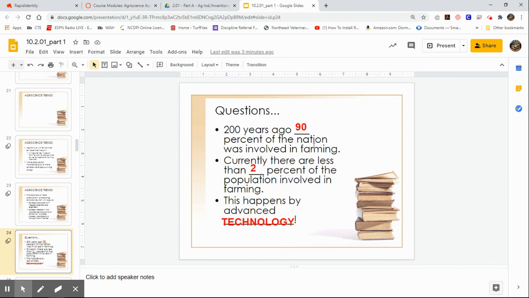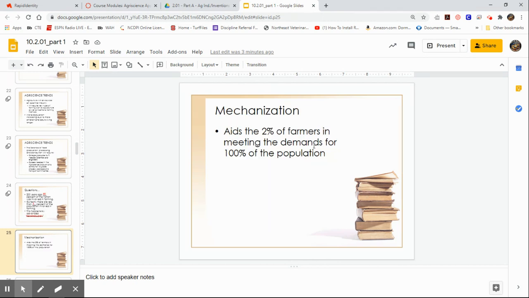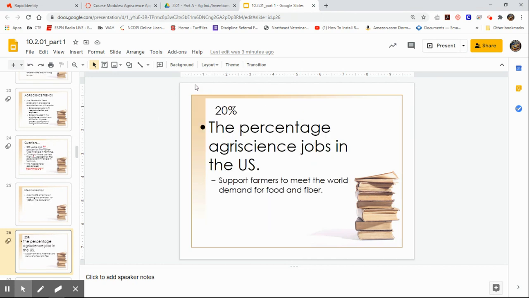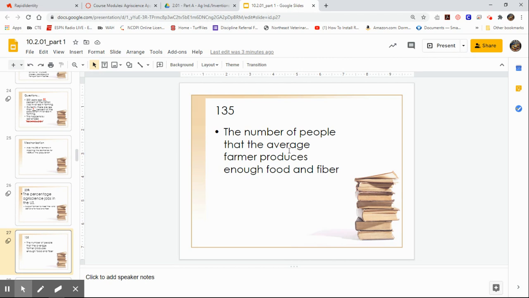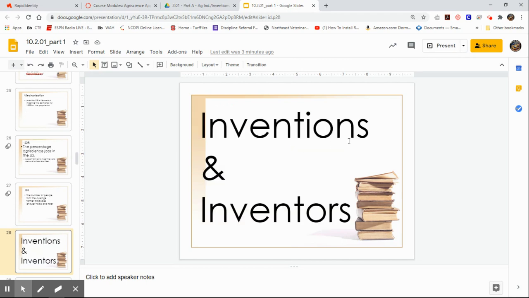90% of the population used to live on the farm, whereas now only 2% of the population, they're providing enough food for everybody in the country. The average farmer today produces enough food for 135 people, right? And 20% of the total jobs in the United States are in agriculture. It is America's number one employer, right? So 135 people.